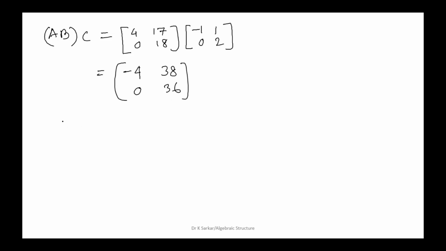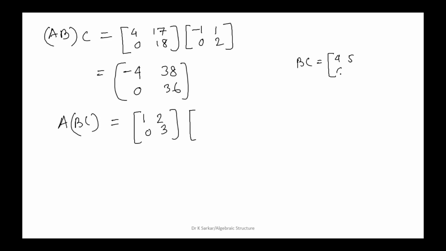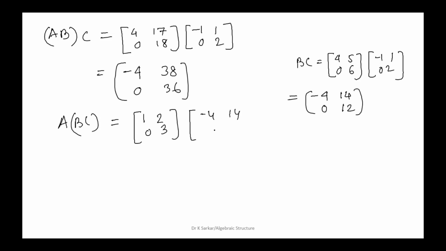Now let us see A(BC). So A is [1, 2; 0, 3] and we need BC. Let us find BC. [4, 5; 0, 6] times [-1, 1; 0, 2]. So BC is -4, 4 plus 10 which is 14, 0, 12. So [-4, 14; 0, 12].